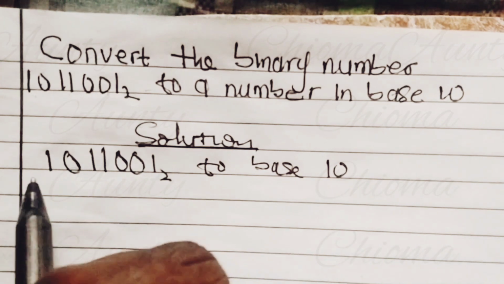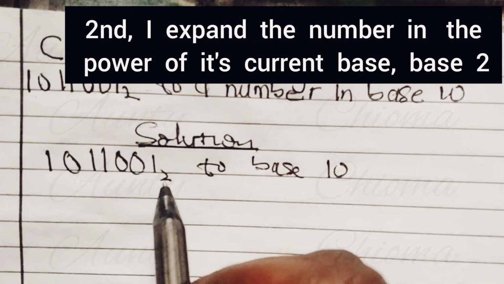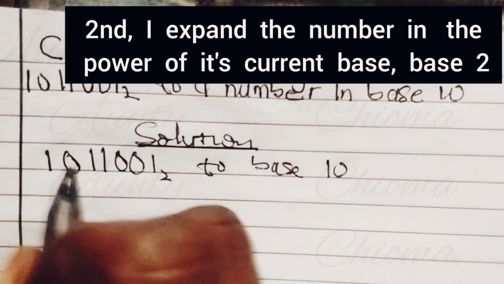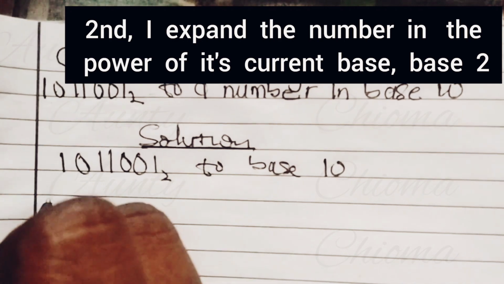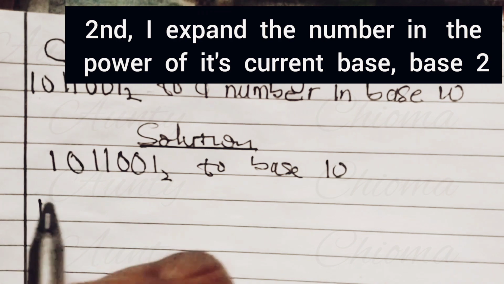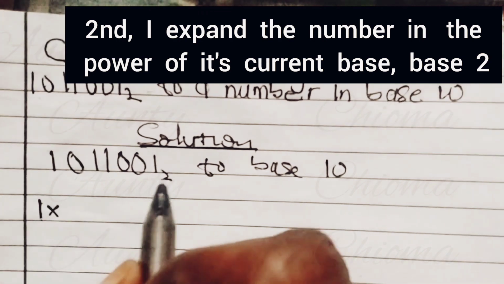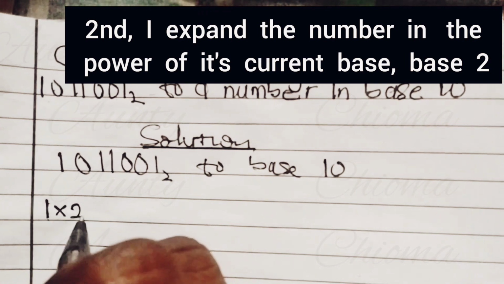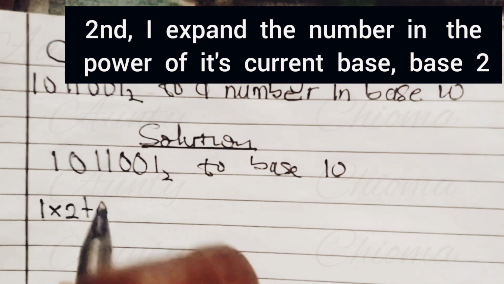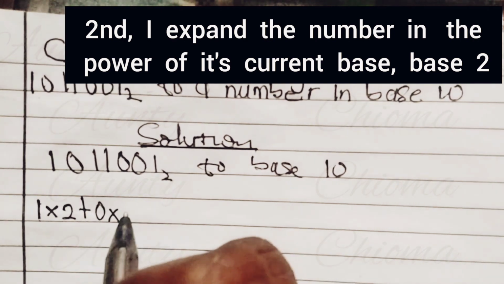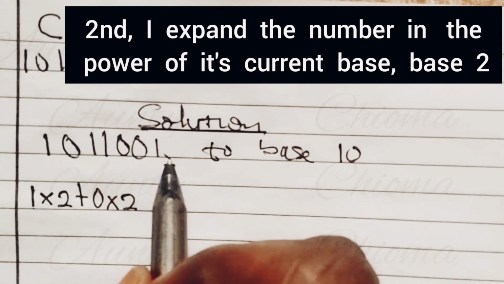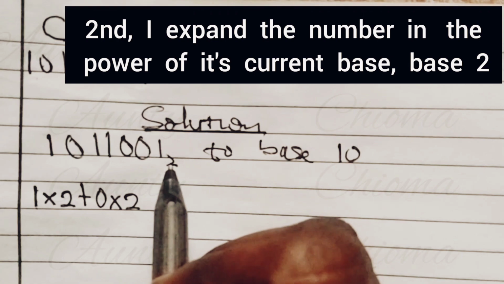So we start. We expand this number in the power of its base first. That's how we start. So we start with this 1 times this 2, plus 0 times this 2. We are trying to expand this number in the power of its base, which is base 2.